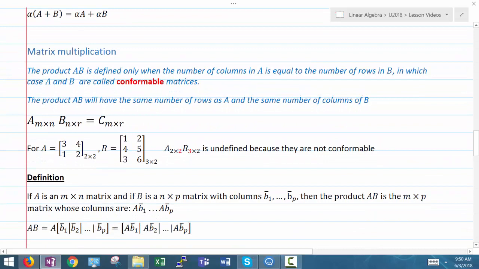Matrix multiplication is a little different beast. The product matrix A times matrix B is defined only when the number of columns in A is equal to the number of rows in B, in which case A and B are then called conformable matrices. Matrices that can't be multiplied are called non-conformable matrices. And the product AB will have the same number of rows as A, but the same number of columns as B. I've written that out for you here.